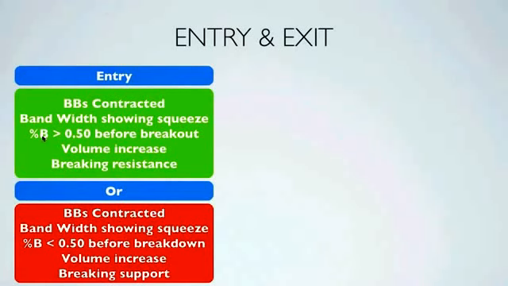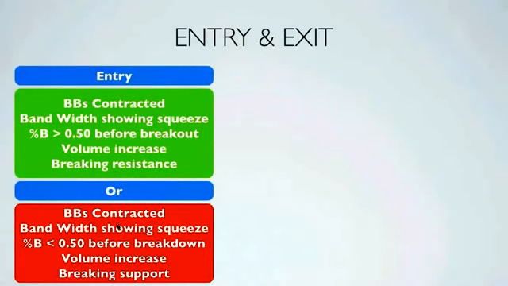Then I want the %B to be above 50 before the breakout. It shows me that last bit of momentum before the breakout, that the momentum is to the upside. The price has stayed closer to the upper band than the lower band, indicating aggressive buying. Prices are no longer coming down. People are buying, they don't let it come down. They're aggressive, they're afraid to miss out. Then you want to see the volume increase, and of course breaking the resistance.